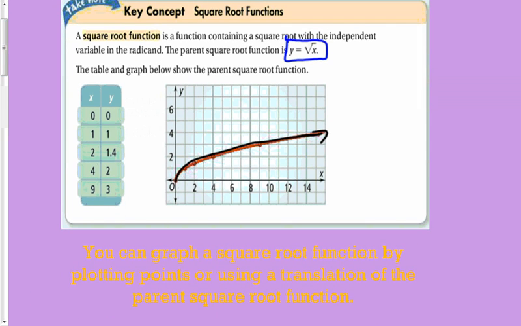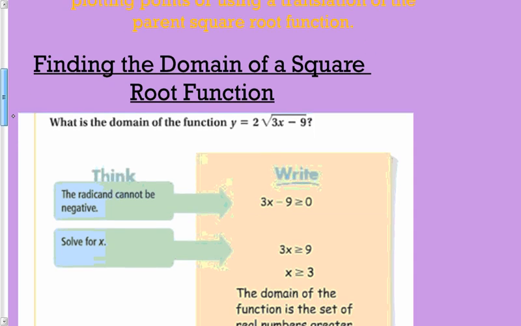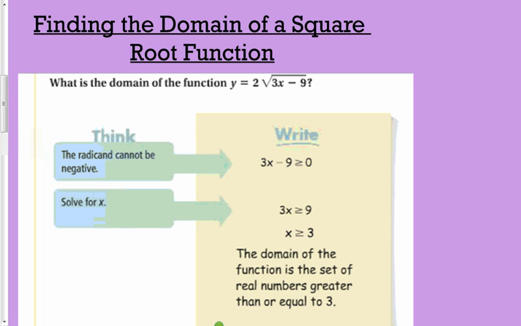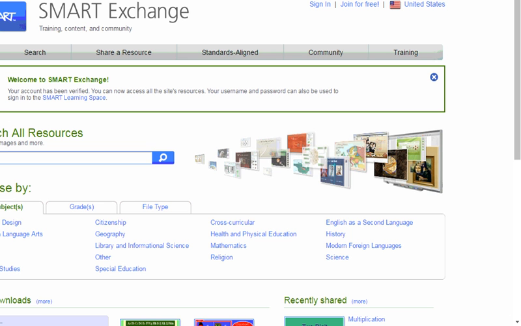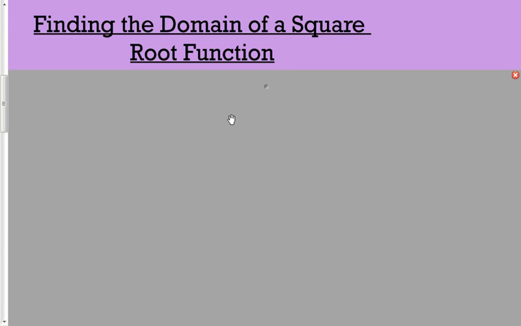So you can graph a square root function by plotting points or using a translation of the parent root function. Okay, so we're going to do a little bit of the plotting points part. One part of that is figuring out the domain. Whoa, what just happened there? Not what I meant to do. All right. And remember, domain is simply the x values, or the left to right. How far left it goes, how far right it goes on the graph.